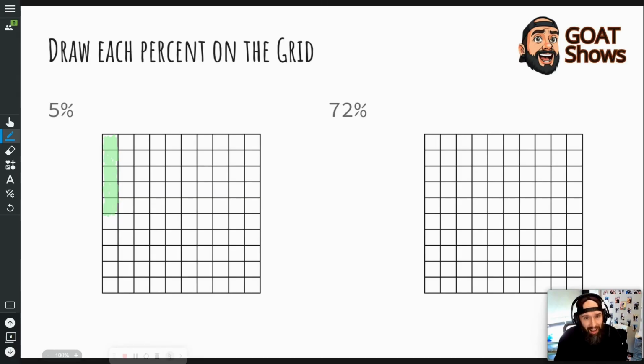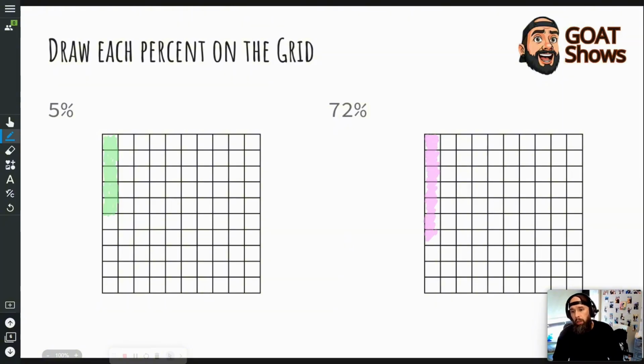5% isn't a lot. Okay, if I were to close my eyes and pick randomly one of these things, I'm probably not going to get a green square. So 5% is a very small amount. What about 72? Well, that means I'm going to color 72 out of 100 squares. So this is going to take a while.